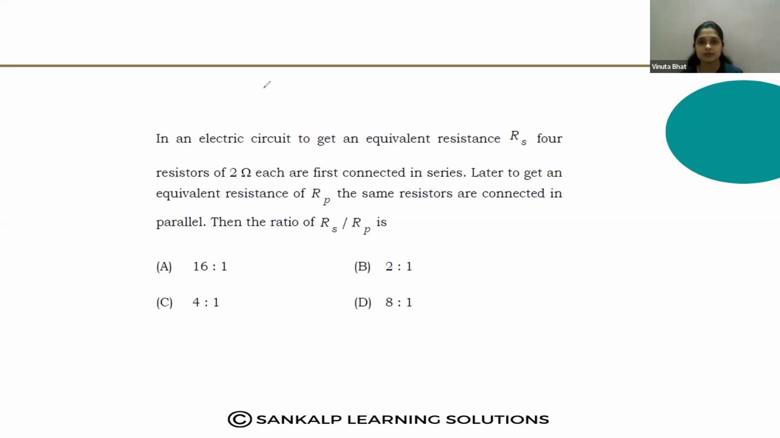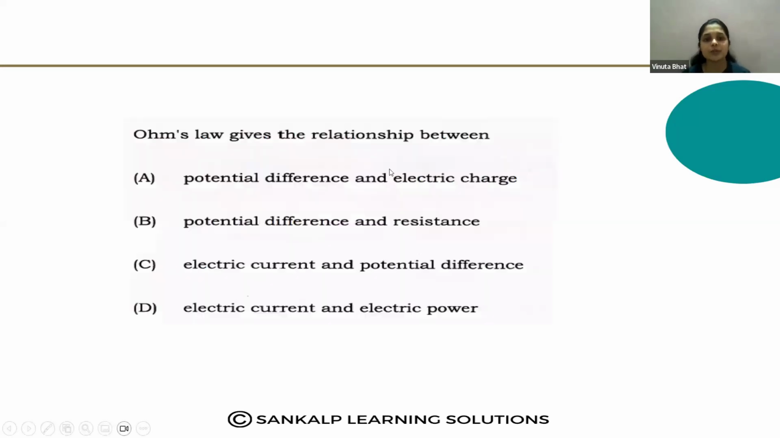Next question. Ohm's law gives the relationship between: option A, potential difference and the electric charge; option B, potential difference and the resistance; option C, electric current and the potential difference; option D, electric current and the electric power. Here Ohm's law, that is V is equal to IR.